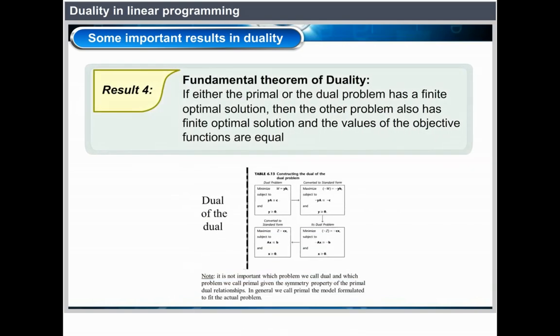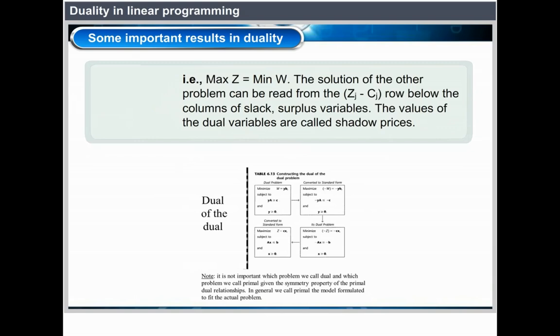Result 4. Fundamental theorem of duality. If either the primal or the dual problem has a finite optimal solution, then the other problem also has a finite optimal solution, and the values of the objective functions are equal, that is, maximize Z equals minimize W. The solution of the other problem can be read from the Zj minus Cj row below the columns of slack and surplus variables. The values of the dual variables are called shadow prices.